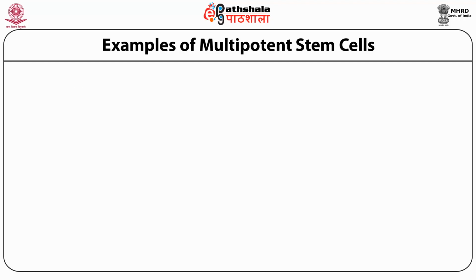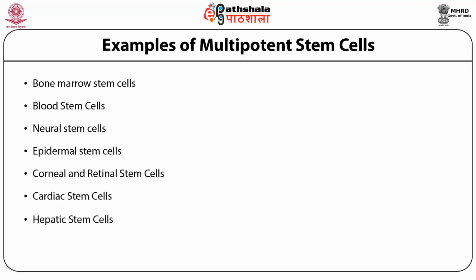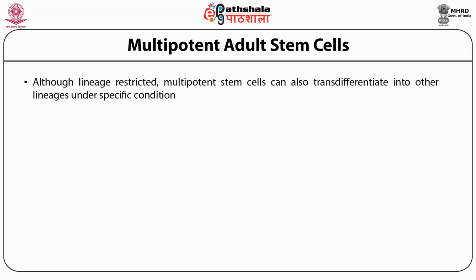Some of the examples include the bone marrow stem cells, the blood stem cells, brain stem cells, the epidermal stem cells in the skin, corneal and retinal stem cells in the eye, cardiac stem cells in the heart, and hepatic stem cells in the liver. Although these multipotent stem cells are lineage restricted, that means they usually differentiate into the specific lineages present in the tissue in which they reside, there are studies which tell us that these cells can also transdifferentiate into other lineages if they are given proper specific conditions.